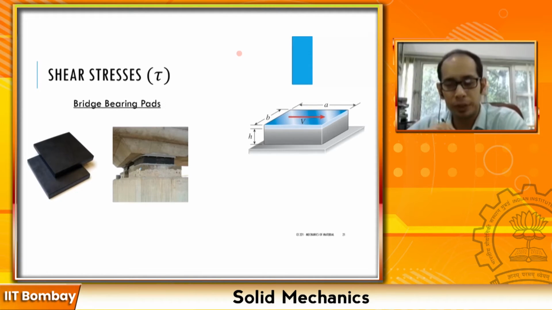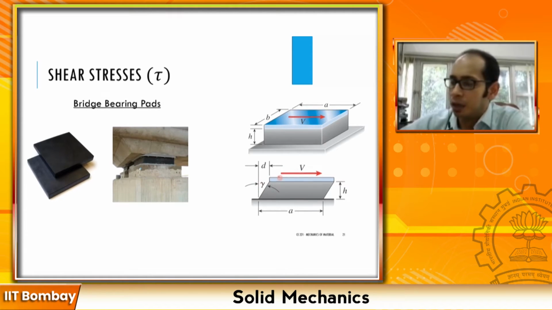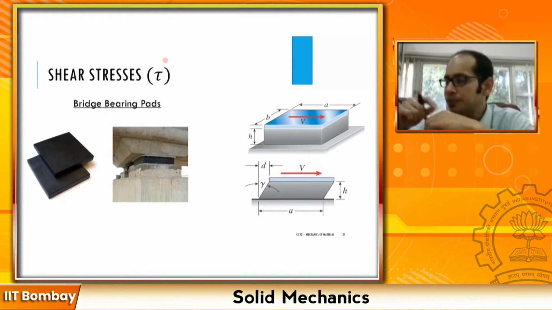For example, when this particular load V is applied over here, it undergoes some kind of deformation like this. So the faces which were vertical before, after this particular force is applied, undergo a certain angle change. Now, remember that normal stresses were designated by the Greek symbol sigma. Shear stresses are designated by the Greek symbol tau.